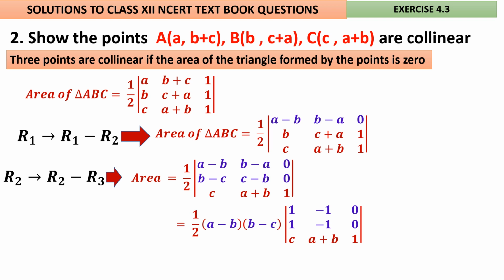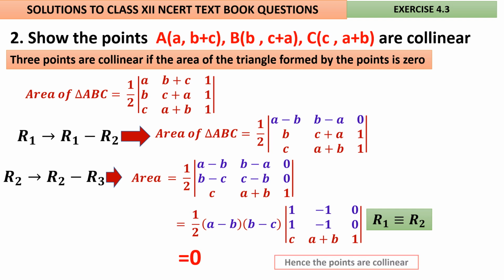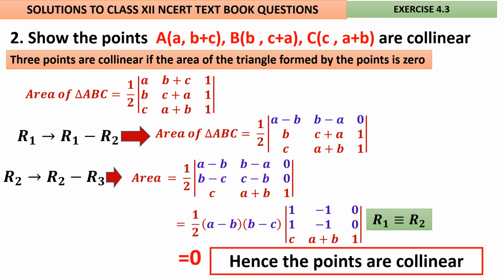We are very well seeing here that R1 and R2 are identical. By the property, no need to expand. When 2 rows or 2 columns are identical, the value of the determinant is 0. Therefore, the points are collinear. Without expanding also, you can show it.